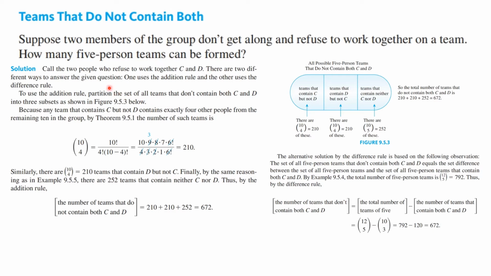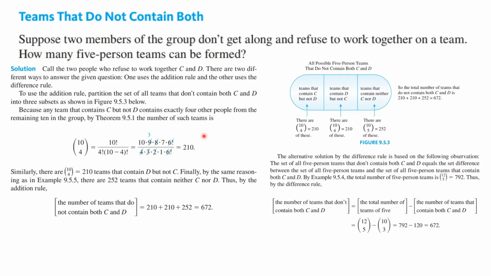There are 2 different ways to answer the question, but both have the same answer. One uses the addition rule and the other uses a difference rule. To use the addition rule, partition the set of all teams that don't contain both C and D into 3 subsets, as shown in this figure over here.